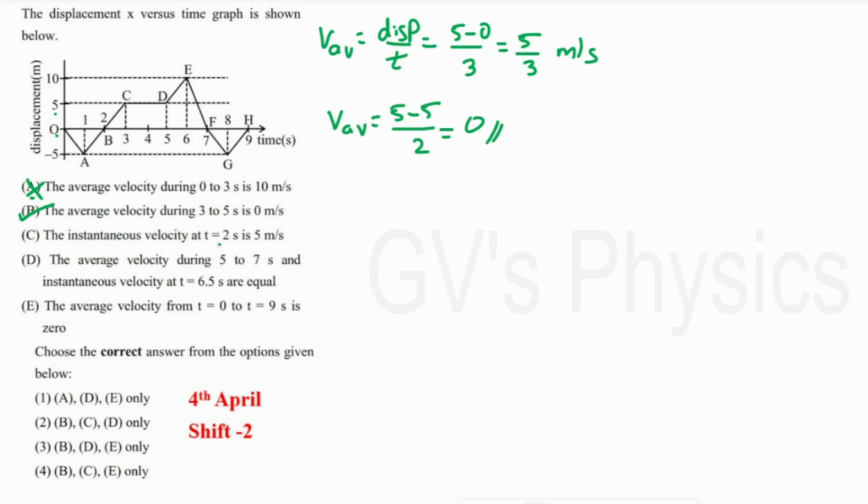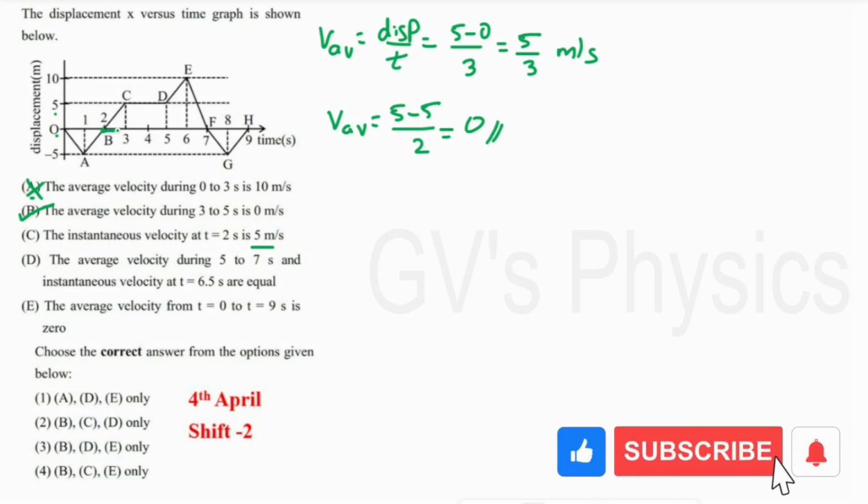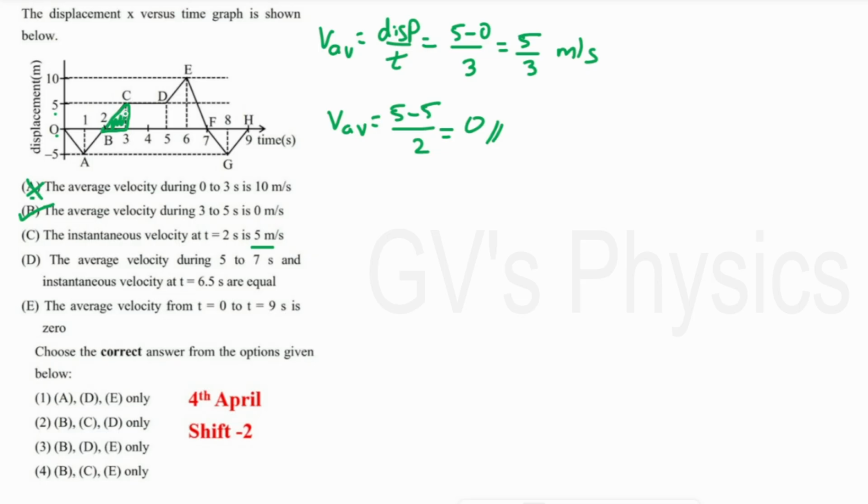The instantaneous velocity at time t equal to 2 seconds is 5 meter per second. If we want to take instantaneous velocity, we have to take a slope here. So here we will take this slope. For option C, velocity is equal to slope, means change in y-axis by change in x-axis. Here the change in y-axis is 5 to 0, that will be 5, and change in x-axis is 2 to 3 seconds, that will become 1. That is 5 meter per second. So option C is correct. So that is 5 meter per second.